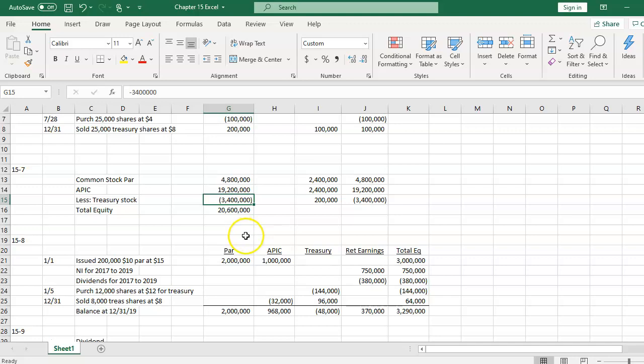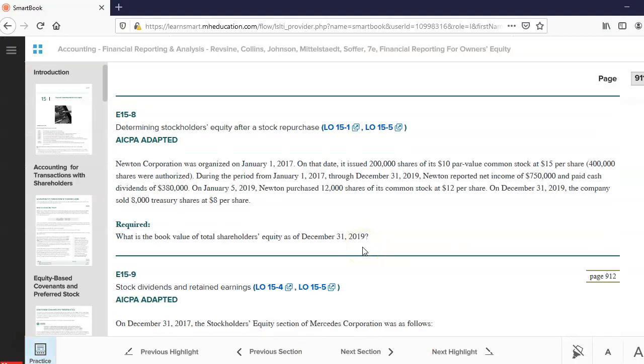Then question 8, let's take a look at it over here. Newton Corp, organized January 1 of 17. On that date, it issued 200,000 shares of $10 par common stock at 15, 400,000 authorized. During the period from January 1 of 17 to December 31 of 19, they had net income for that 3-year period of 750 and dividends of 380. On January 5 of 19, they purchased 12,000 shares of common stock at 12 per share. On December 31 of 19, they sold 8,000 treasury shares at $8 per share. So what's the book value of total shares December 31, 19?